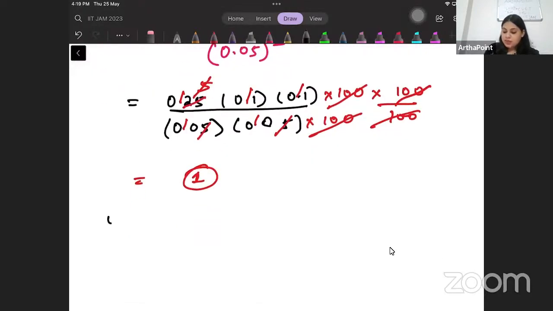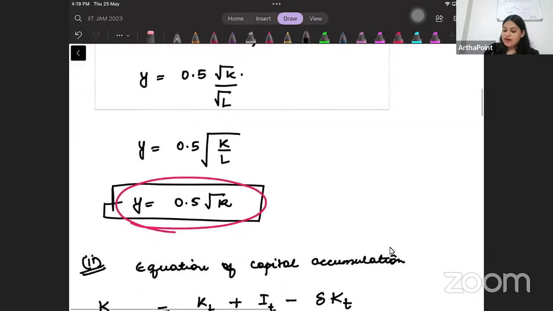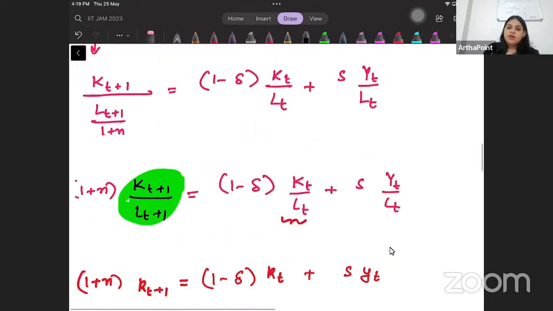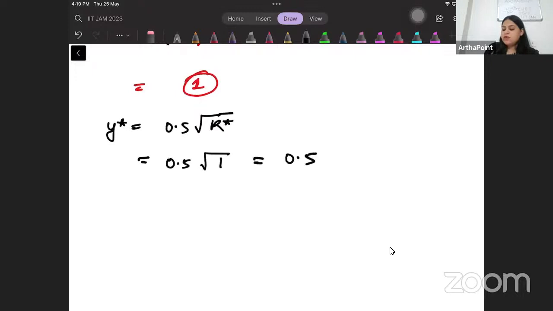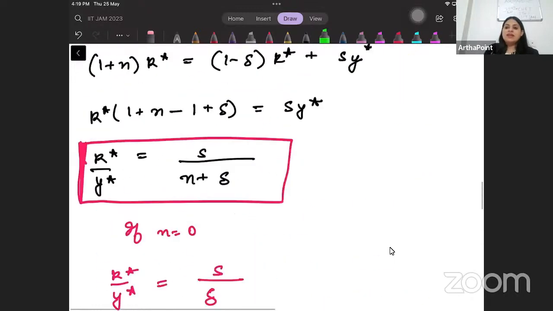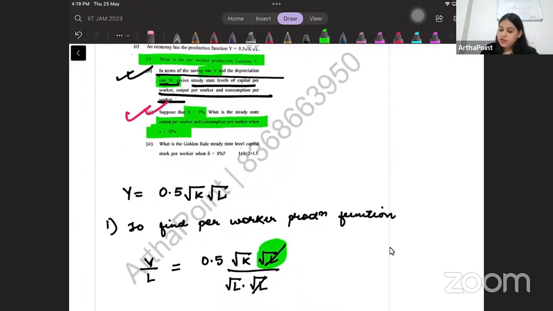Now Y star is 0.5 root K, right? Y was 0.5 root K. So 0.5 root K, this becomes 0.5 root 1, 0.5. So beta, Y star will be 0.5. That is your answer to this question. It was asking output per worker. We have found this. Now let's also find the consumption per worker.